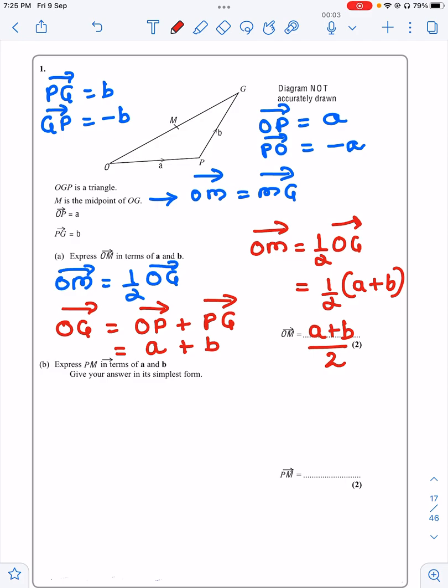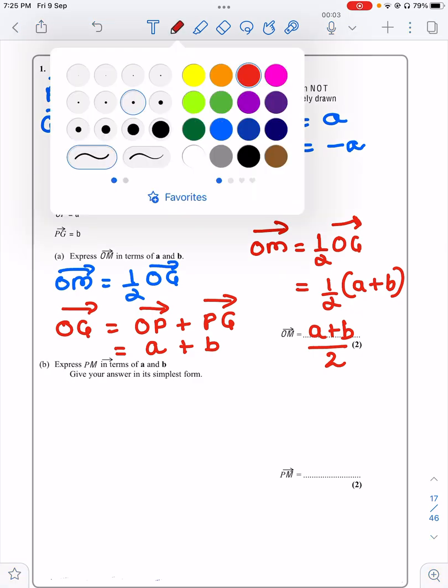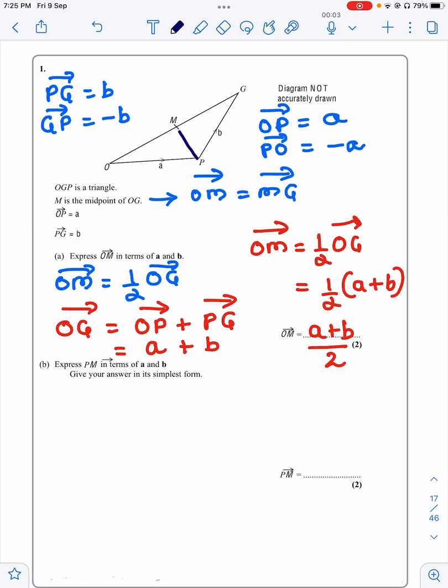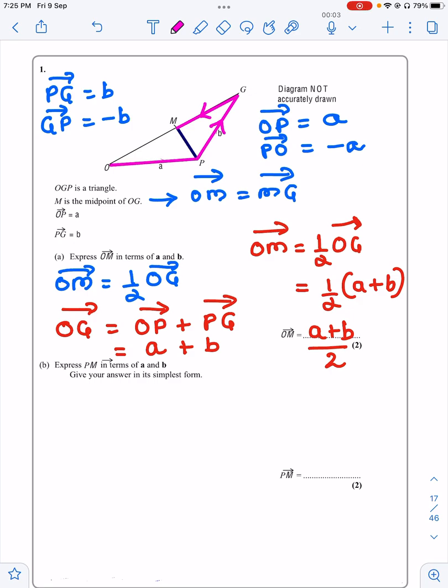Next, they are saying express PM in terms of A and B. Now, students, I don't have the path PM, so what I do, I draw the path PM. This is the path of PM. I don't have the direct value, so what I can do, I can go to find PM, I can go P to G and G to M like this, or I can go P to O and O to M. Anything which is comfortable for you.